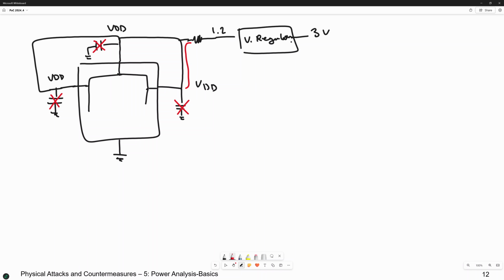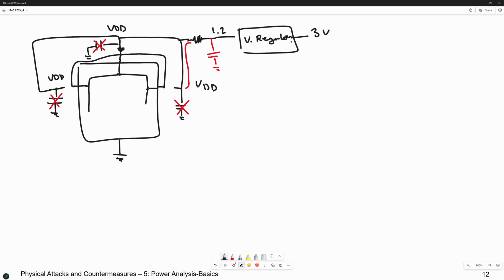Now, what you do, then you have to bring these capacitors, for example, here. Or if you are able to do that, there are multiple ways to cut these lines, and then connect them together, and then with just one resistor connect the VDD to the VDD of the chip.